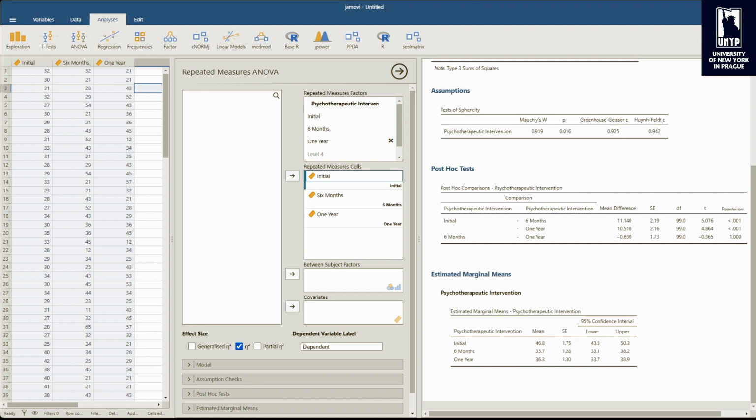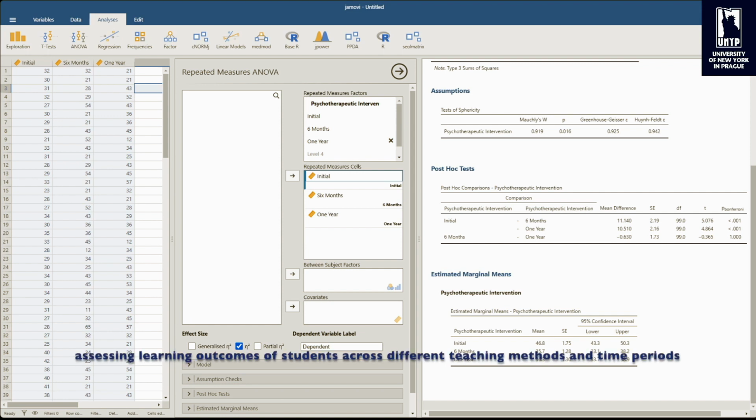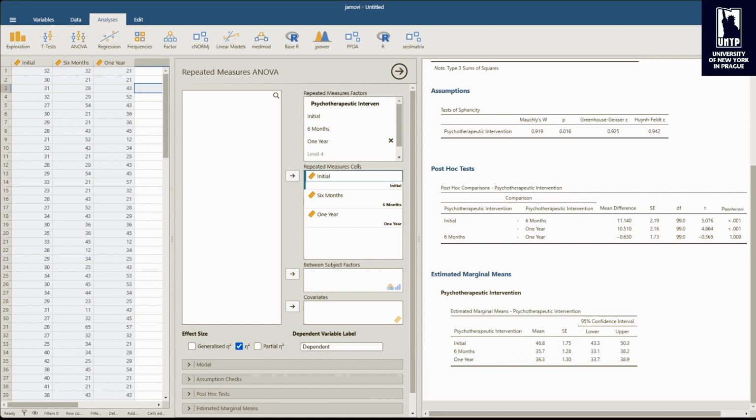overall impact. Another practical application could be in educational psychology, for instance, where we might assess the learning outcomes of students over different teaching methods and time periods, enabling a richer, more nuanced understanding of the learning process. And remember, guys, statistics is not just about numbers and computations. It's about unraveling the stories hidden within the data, allowing us thus to make meaningful contributions to the field of psychology and improve lives as well.